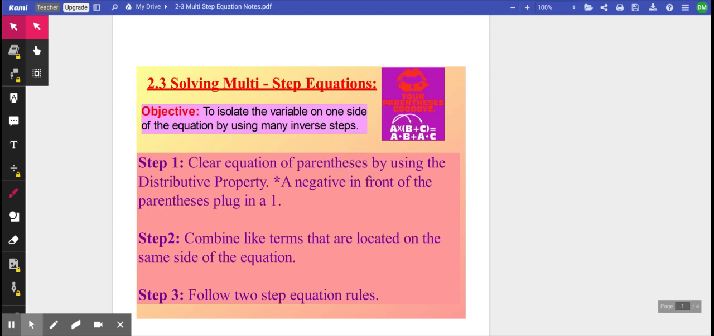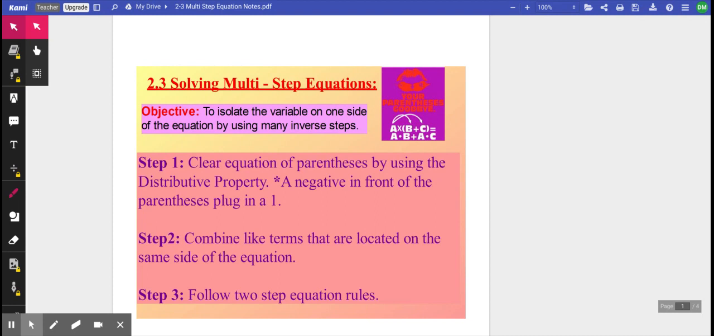Yesterday in class, we worked on solving multi-step equations with combining like terms. We're going to go ahead and add an additional step for today. So you can just continue your notes from yesterday, 2-3, solving multi-step equations. Kiss your parentheses goodbye. That is the objective. We're going to remove the parentheses by using the distributive property.